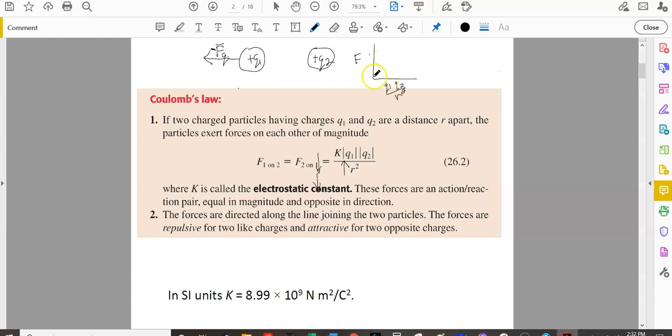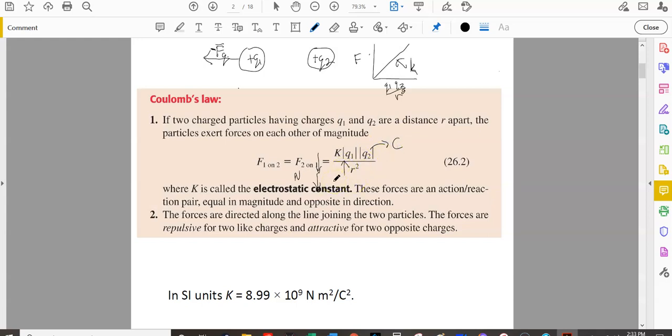Actually, no, there was a slope right here, and that slope is K. K is this constant that drops out, and it's called the electrostatic constant. It doesn't change, and it's 8.99 times 10 to the 9th newtons meter squared per coulomb squared. Since we're talking about a force, this force is going to be in newtons, and charge is going to be in coulombs.